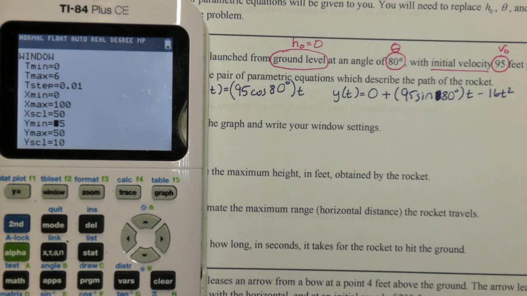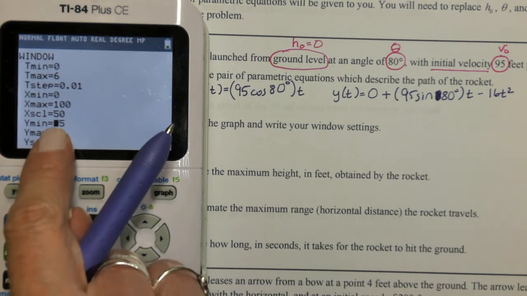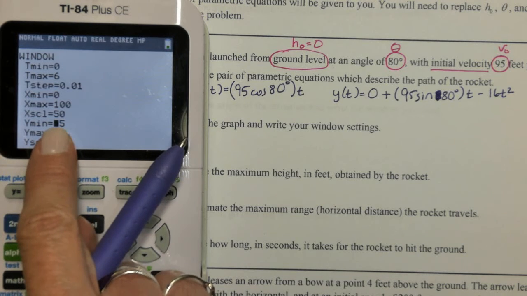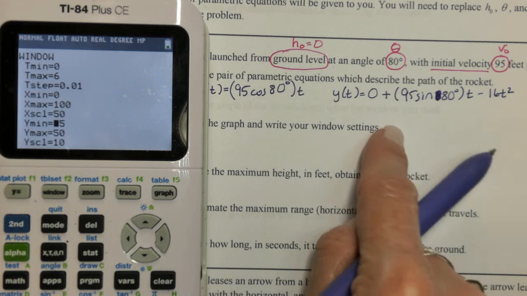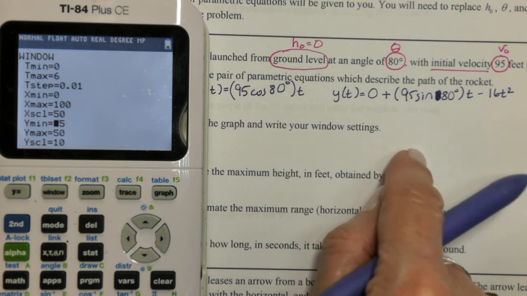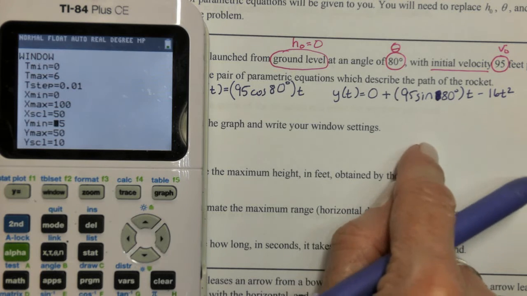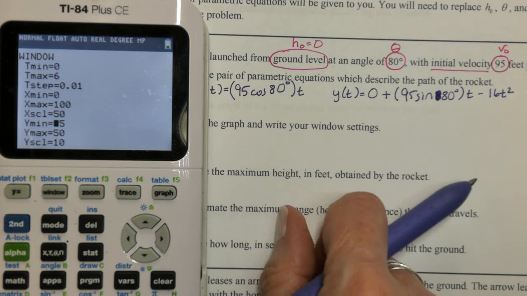My y min. I like to see a little bit below the x-axis, so I like to start this at negative something. That will allow me to see over there nicely where the rocket in this case is hitting the ground.